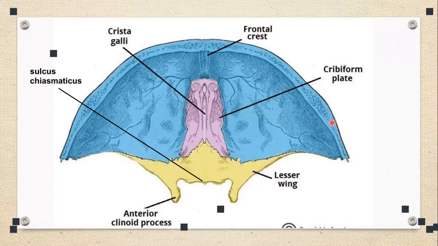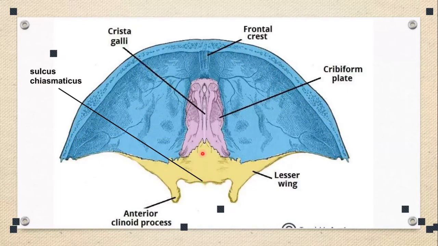Anterolaterally, we have the frontal bone. The anterolateral boundary is the frontal bone. And then posterolaterally, here you have the lesser wings of sphenoid. And then posteromedially, we have this part, which is the anterior margin of the sulcus chiasmaticus, what is known as the limbus of the sphenoid.